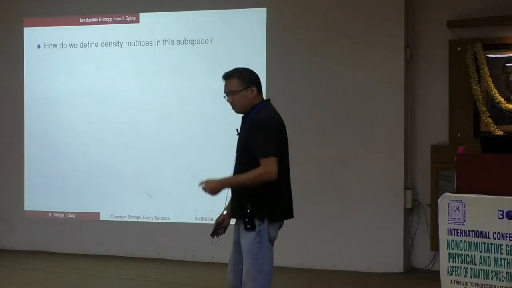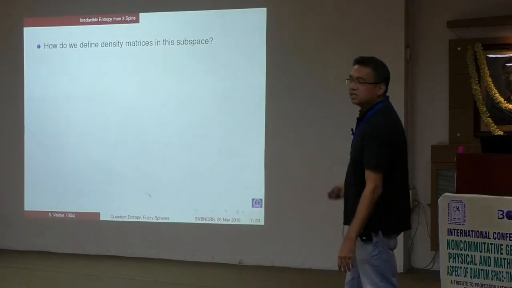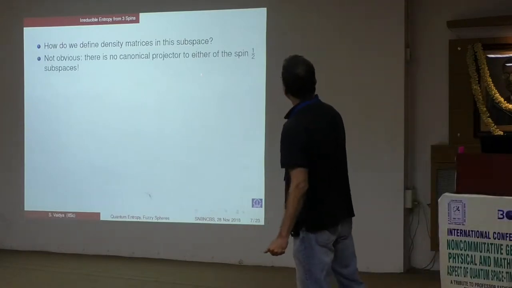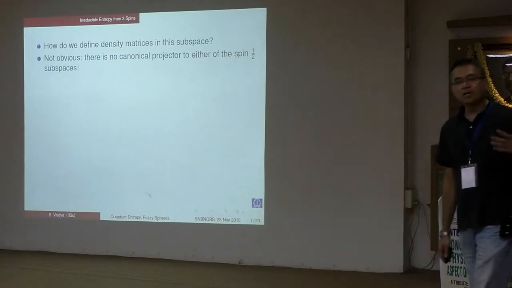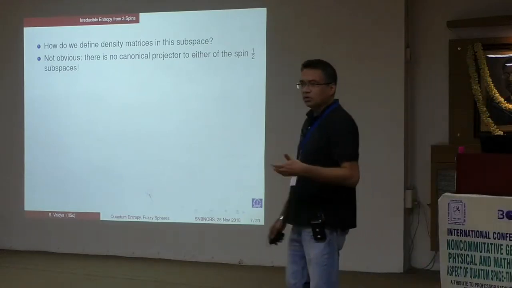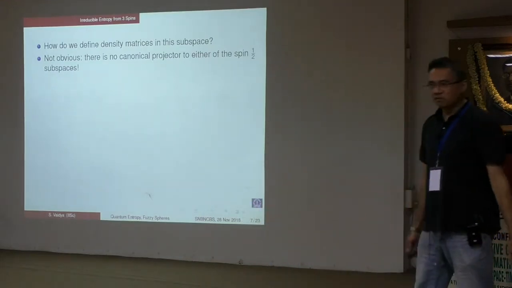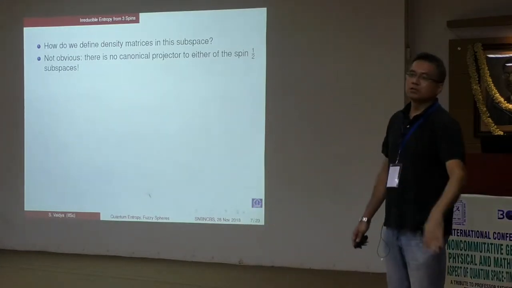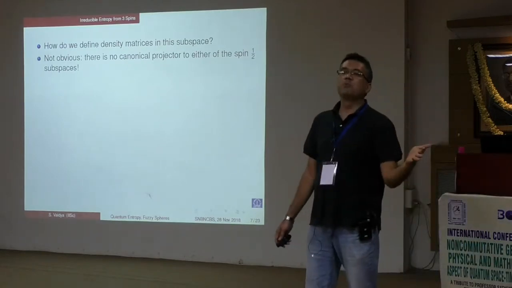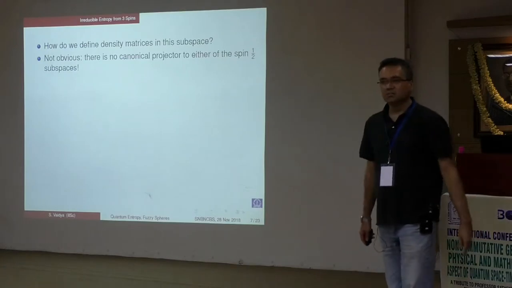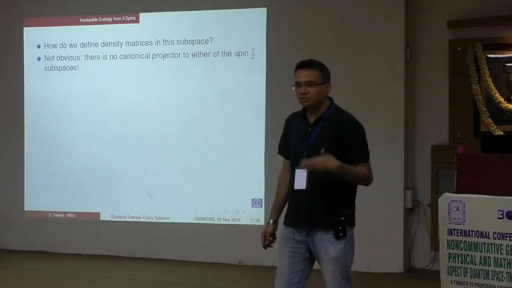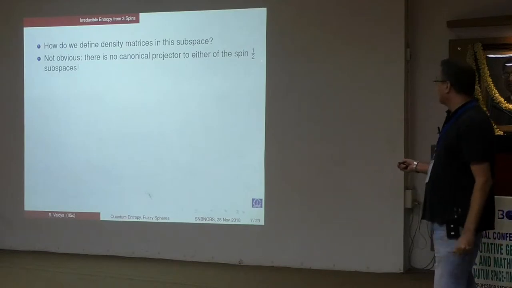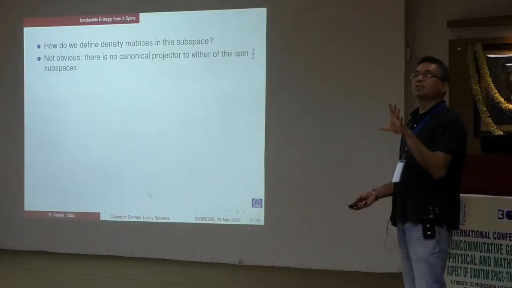Now, the real question that I want to go to is, how do I define density matrices in this four-dimensional subspace? It's not at all obvious, because there's no canonical projector to either of the spin-half subspaces. And by canonical, what I mean is a projector that I construct out of the linear combinations of observables. For example, when we do the Stern-Gerlach experiment, the projector to the state spin up or spin down is half of 1 plus or minus sigma z, right? So this is a projector that I am constructing out of the observables of the theory. Here, there is no projector that I can construct out of the observables of the theory which will project onto one of the subspaces or the other.